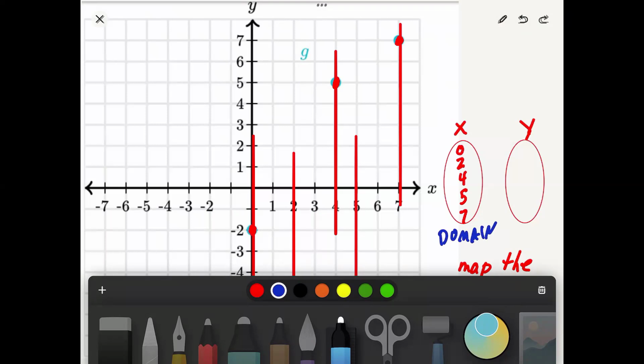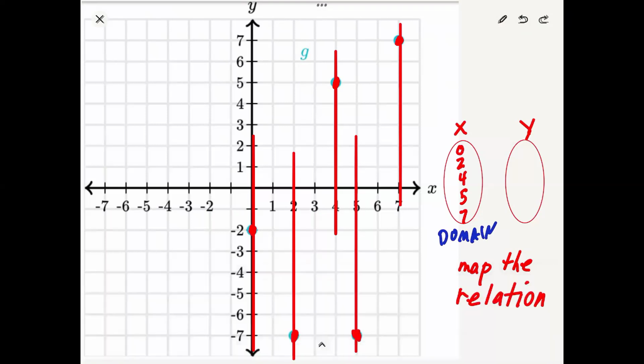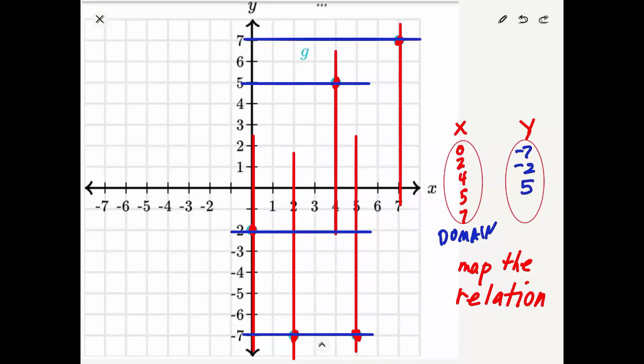Now, if I want to find the range, I just need to find the y values. I'm going to start down here. This is a -7, and I have 2, so I can put that. Now this one is a -2, so that's that. Then up here we have 5, that's an output, and then up here I have 7. So those are the outputs, and over here, these are the inputs. All of the outputs are called the range.